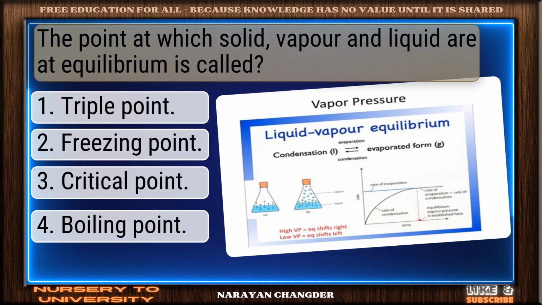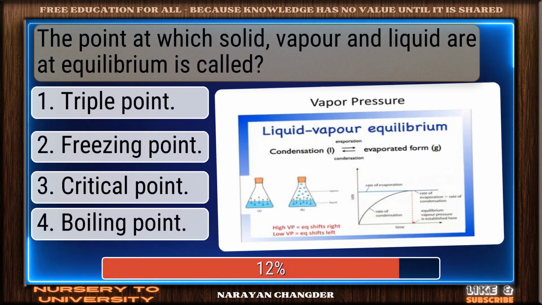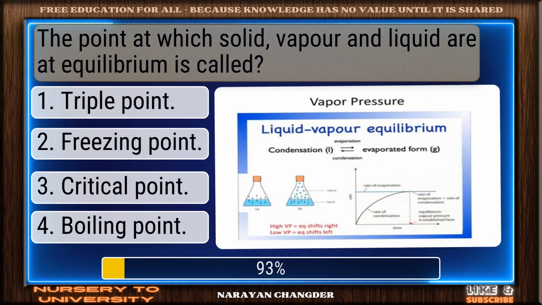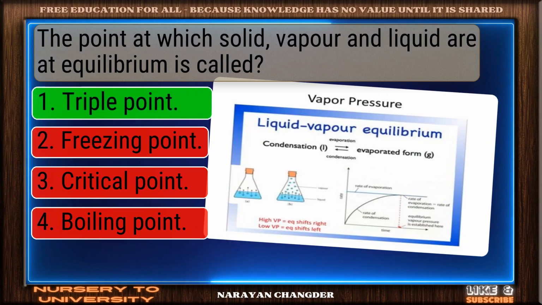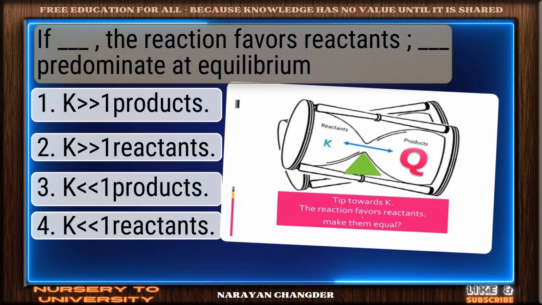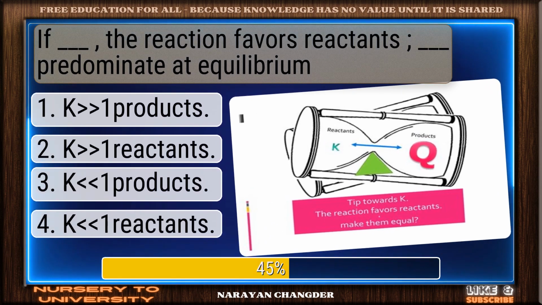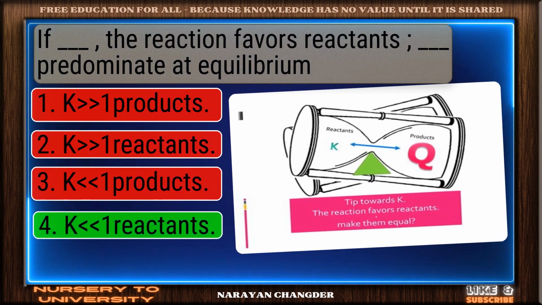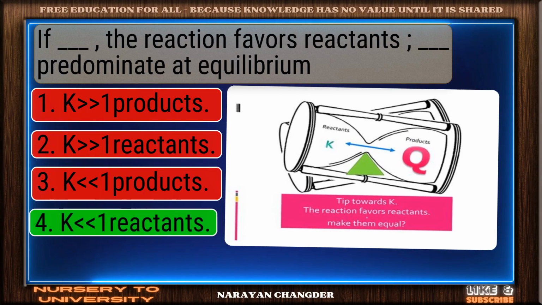The point at which solid, vapor, and liquid are at equilibrium is called... Correct. Triple point is the right answer. If K<1, the reaction favors reactants, reactants predominate at equilibrium. Well picked. K<1, reactants is the correct answer.